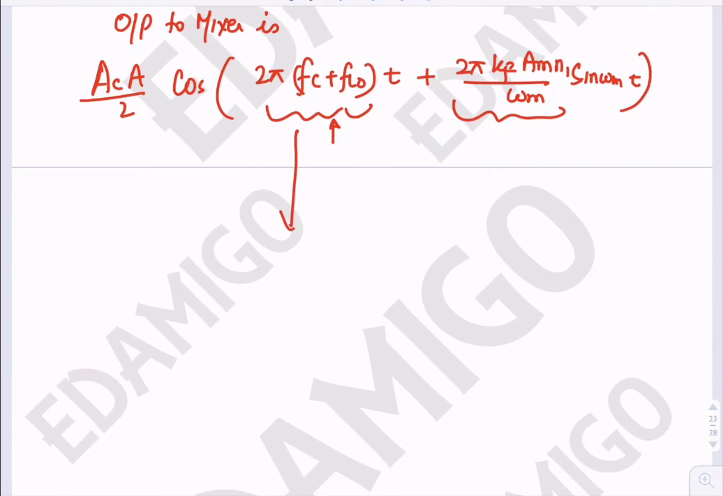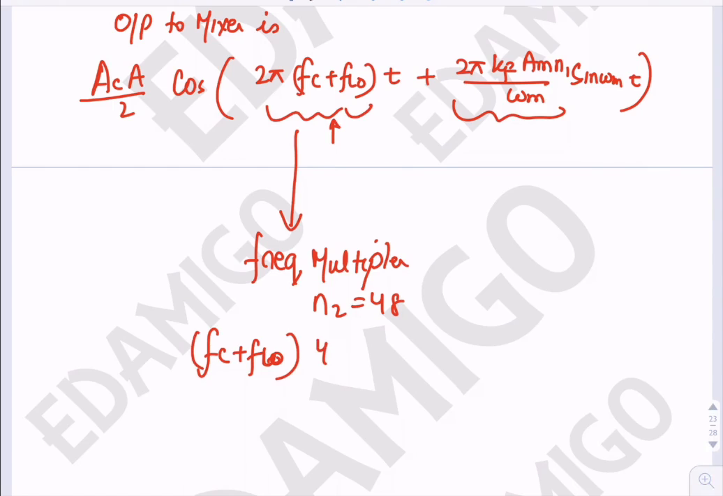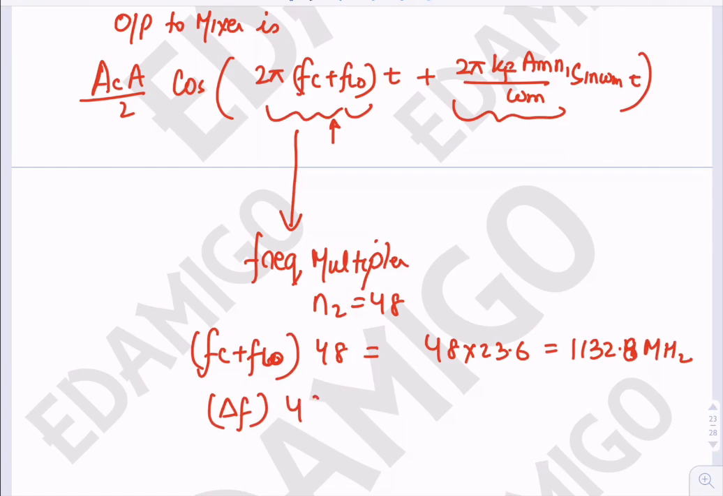Now this is applied to a frequency multiplier with multiplication factor N2 equal to 48. Okay, so the carrier frequency FC plus FLO will change to FC plus FLO into 48. That will come out to be 48 into 23.6, that is 1132.8 megahertz, and delta F will also get multiplied by 48. So delta F was 1600 multiplied by 48, and this will come out to be 76.8 kilohertz.